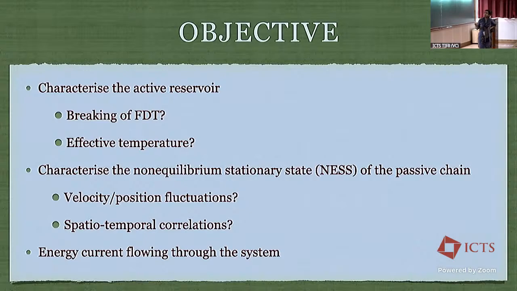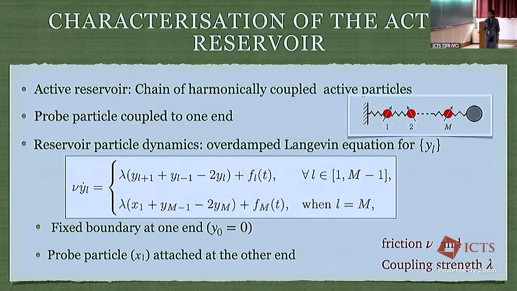So these are our objectives. First, we need to characterize the active reservoir itself, because it's not known how to do that. It's not defined by one temperature or one dissipation kernel. So we have to do it for a specific example system, and then we are going to talk about the non-equilibrium stationary state of the system, which is my middle chain, and the current and other correlations that emerge. So this is my model.